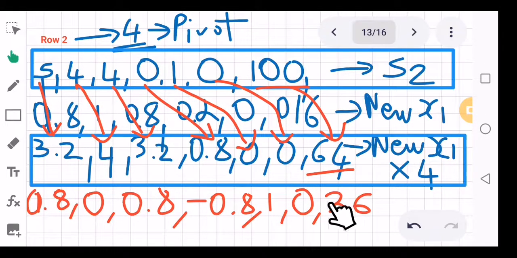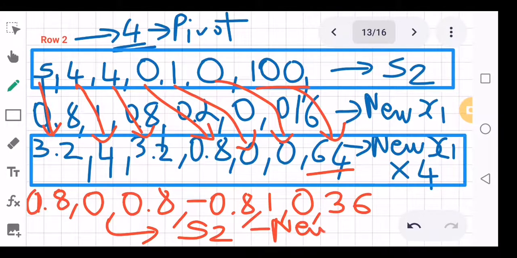How did we get this? We just subtracted whatever values we wrote here of S2 minus these values that we found by multiplying 4 with new x1. So it is basically S2, this is nothing but your S2 minus your new x1 into 4. That's how I got these values.